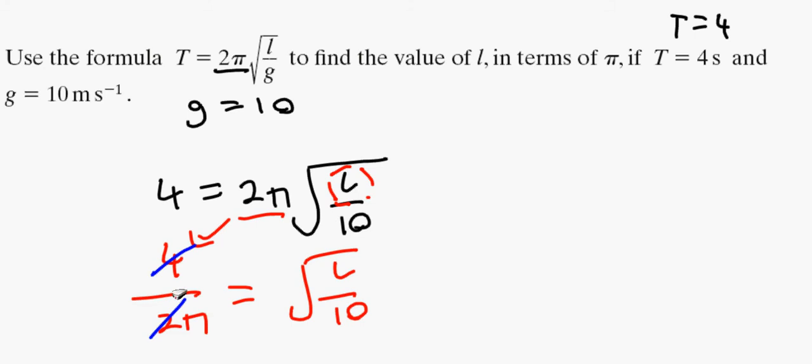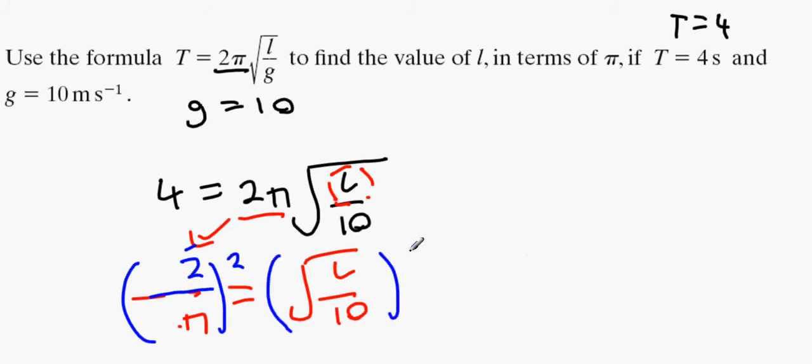So we just change that into a 2. So that's going to be 2 over pi. Now, we want to get rid of this square root sign. So in order to get rid of that square root sign, we might want to square both sides. So square both sides, we basically put everything in brackets and square both sides.